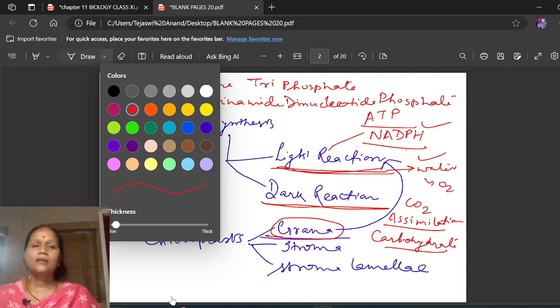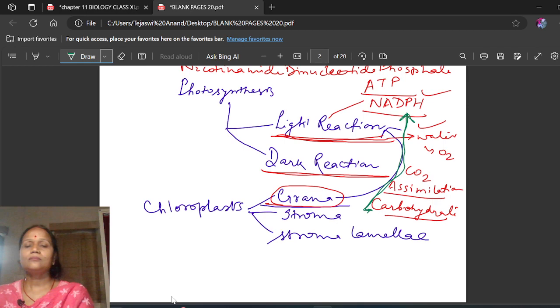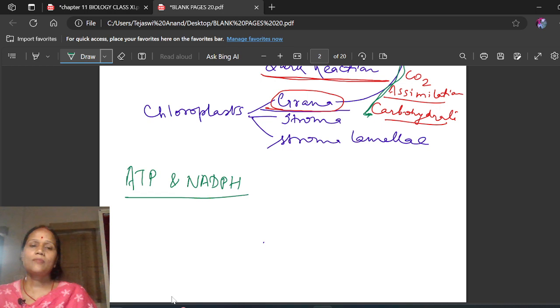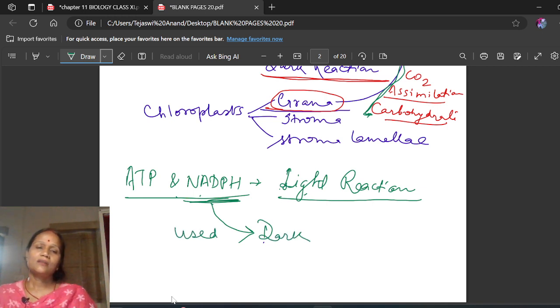We can see here, ATP and NADPH is utilized in the formation of carbohydrate. We can say that ATP and NADPH formed during light reaction, this is the product of light reaction. Product of light reaction is ATP and NADPH. So the products of light reaction are used in the dark reaction.